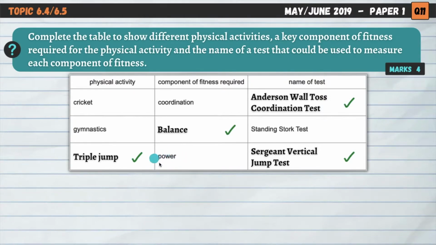Okay, so power is a component of fitness required, and we need to select a physical activity that requires lots of power. So I've gone for triple jump. You could have gone for long jump or high jump or javelin or shot put, anything that obviously requires power. And then the name of the test for that component of fitness. Our recognised test for power is the vertical jump test or the Sargent vertical jump test.